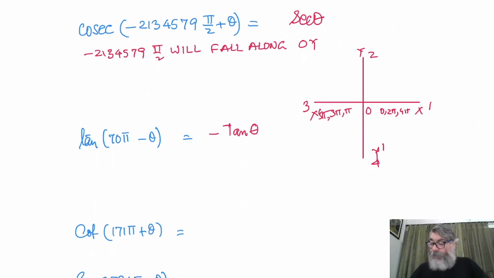Now let us see cot of 171 pi plus theta. 171 pi means it is going to go along line third, that is OX dash, plus theta, so it will come into third quadrant, and in third quadrant cot and tan are positive, so it is alright. Cot will remain cot theta only, plus cot theta only.